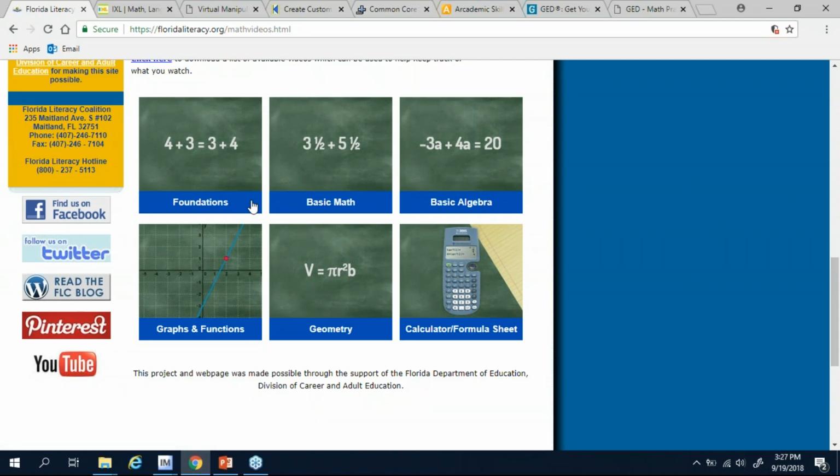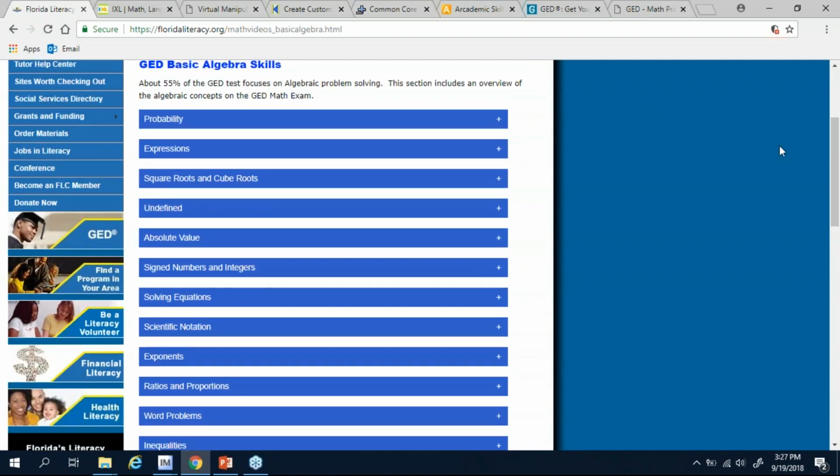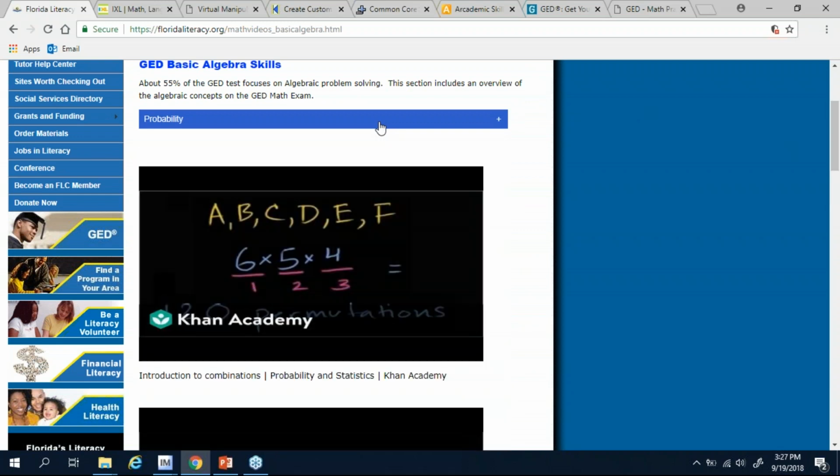The foundations area is kind of prerequisite skills, maybe more of an ABE level there. So I'm going to take you into the basic algebra, and I would definitely emphasize the basic algebra, the graphs and functions, and the geometry section. I'm going to show you, we've got basically a ton of different videos, primarily from Khan Academy, that are standards aligned to the GED.